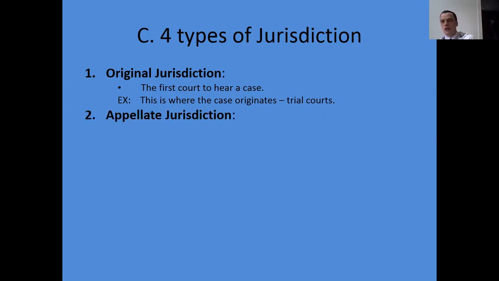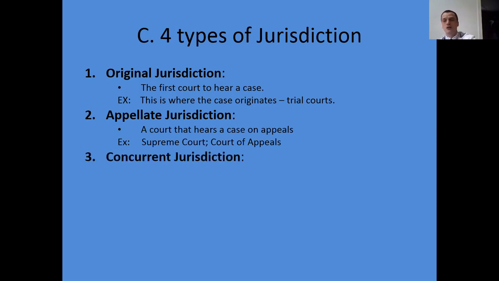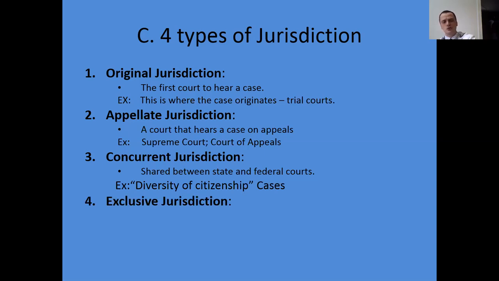Appellate jurisdiction. What are those? Court cases that are heard on appeal. Good. So Supreme Court could be heard on appeal, as well as anything on the second tier could be heard on appeal. Concurrent jurisdiction. This is separate from that federal judiciary diagram. That more applies to specific situations. Concurrent jurisdiction, meaning shared between state and federal courts. And an example of that could be diversity of citizenship cases. That would be an effective example. And then exclusive jurisdiction, which we haven't talked about quite as much.